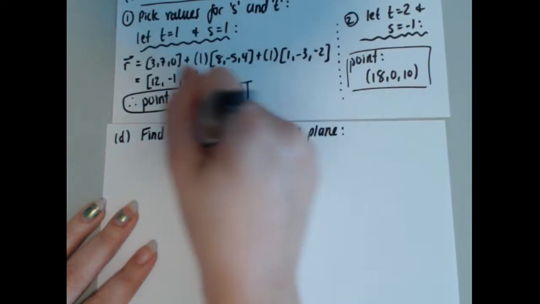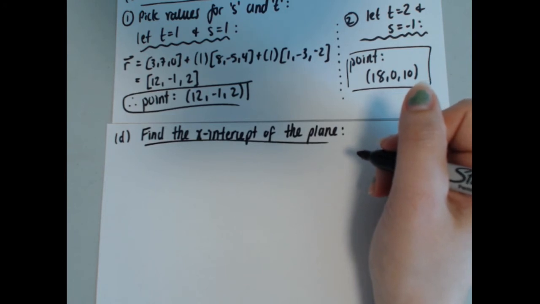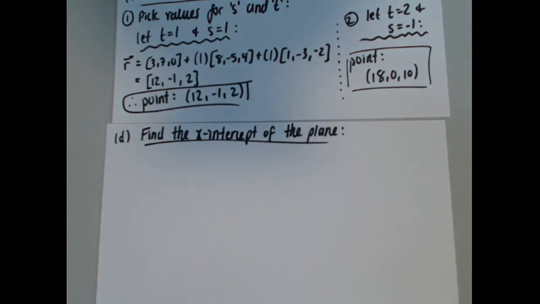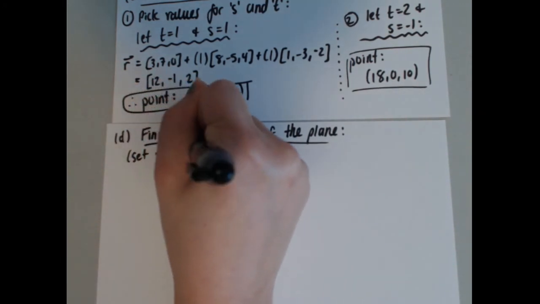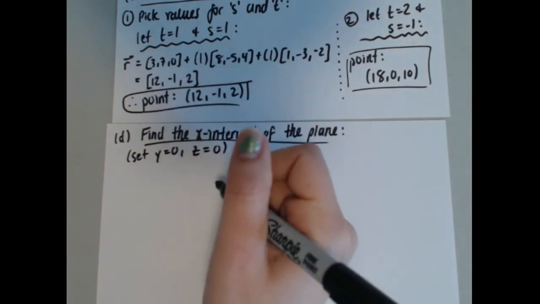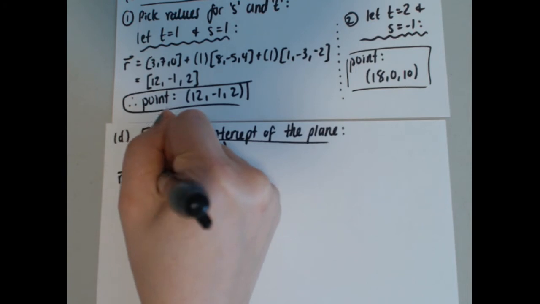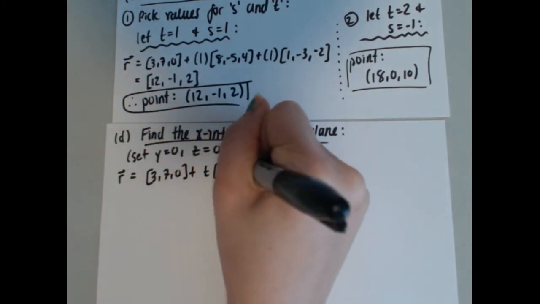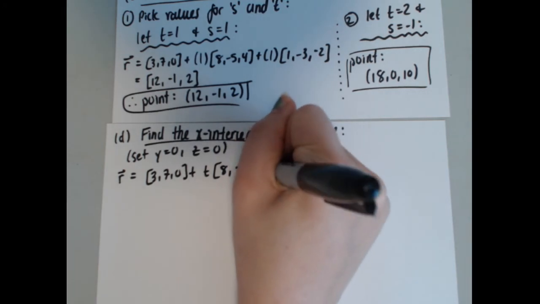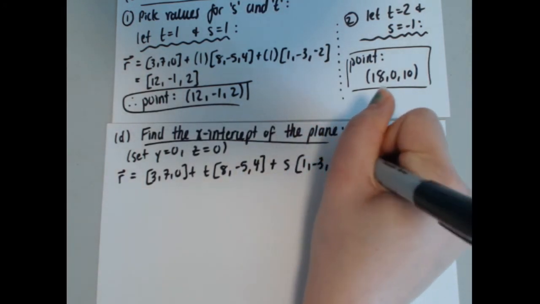Well, we actually did something like this earlier in the lesson. We were looking for intercepts, and what I had said was, when you're looking for the intercept, set the other values equal to 0. So what we're going to do is set y equal to 0, and set z equal to 0. Given our vector equation of the plane, it's r equals (3, 7, 0) plus t(8, -5, 4) plus s(1, -3, -2).